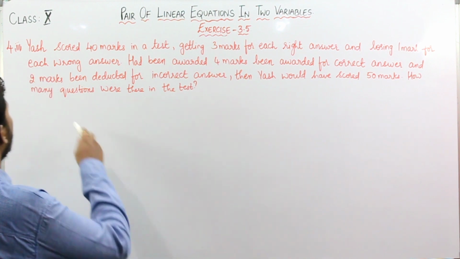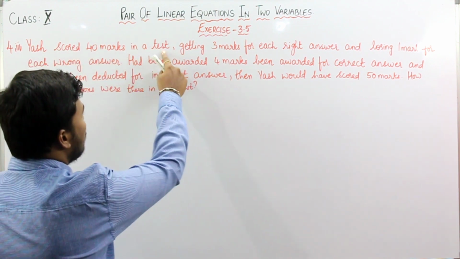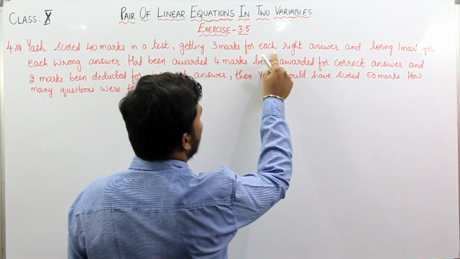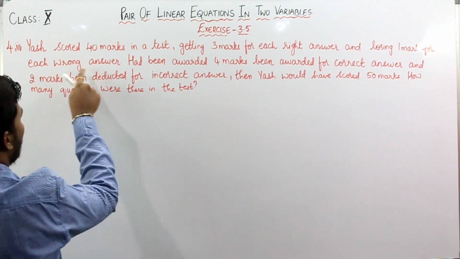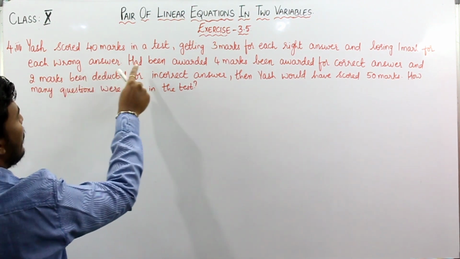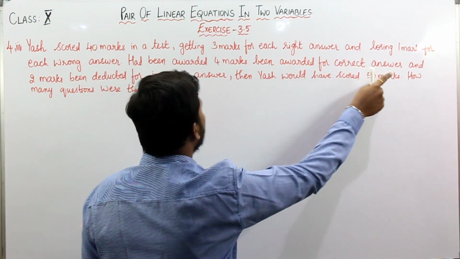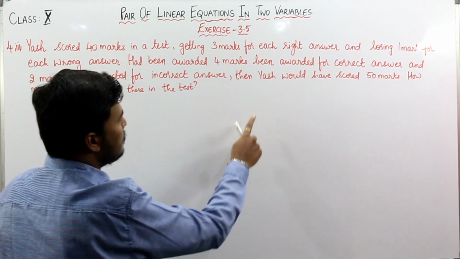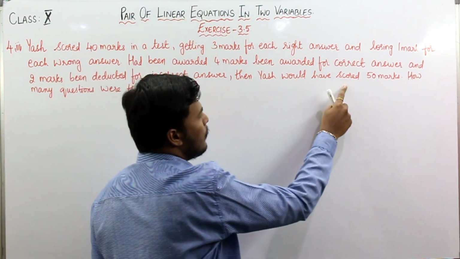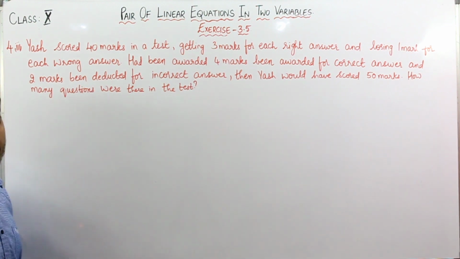Okay. So the first question is, Yash scored 40 marks in a test, getting 3 marks for each right answer and losing 1 mark for each wrong answer. Had he been awarded 4 marks for a correct answer and 2 marks been deducted for an incorrect answer, then Yash would have scored 50 marks. How many questions were there in the test?